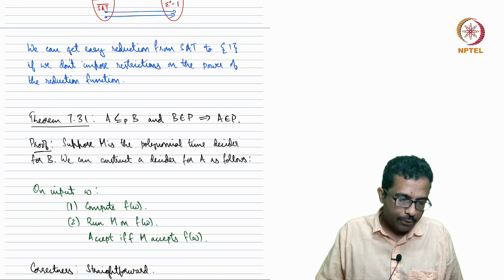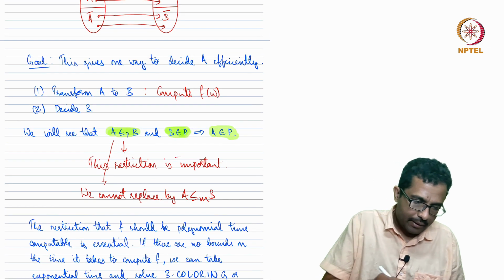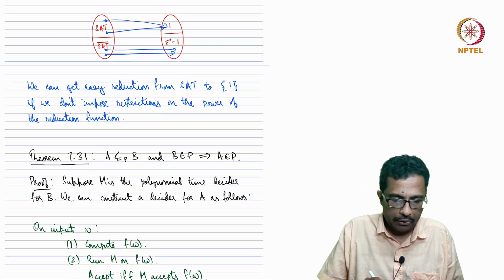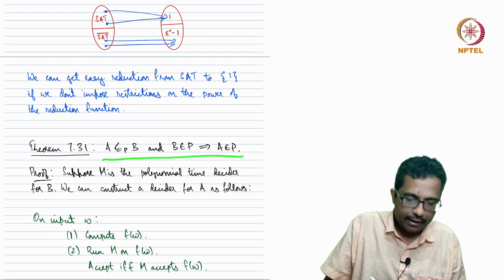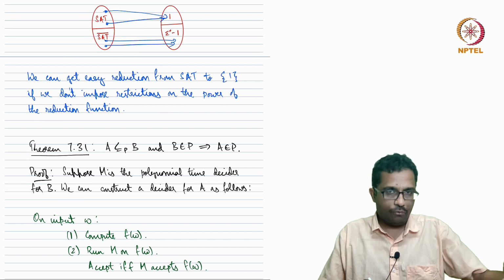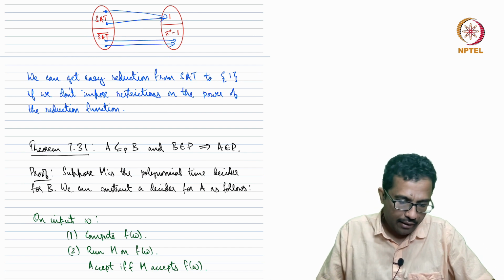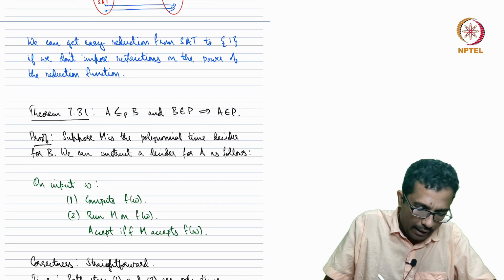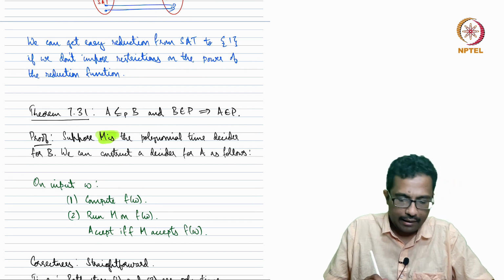Okay, so now let's come to the proof of the statement that I mentioned over here: A reducible to B in polynomial time and B is in polynomial time implies A is in polynomial time, right? So the idea is whatever we have already discussed. Suppose M is the decider for B in polynomial time. We can construct a decider for A as follows.